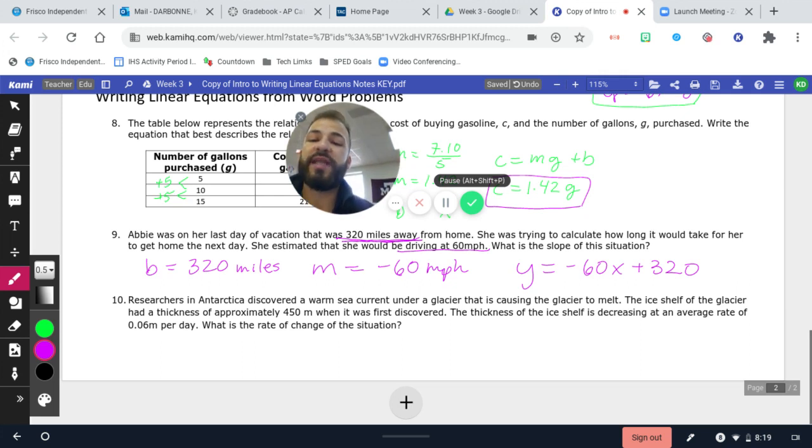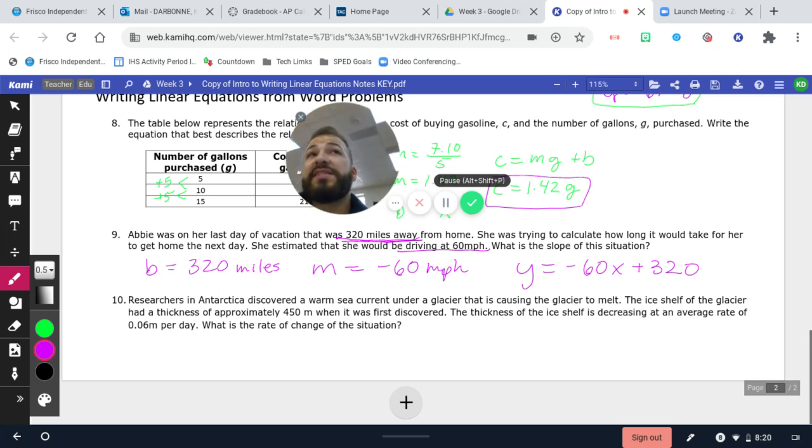Number 10. Researchers in Antarctica discovered a warm sea current under a glacier that is causing the glacier to melt. The ice shelf of the glacier had a thickness of approximately 450 meters when it was first discovered. The thickness of the ice shelf is decreasing at an average rate of 0.06 meters per day. What is the rate of change of the situation? And we're going to write the whole equation. Even though it says rate of change and the last one said slope, we're going to write the whole equation.